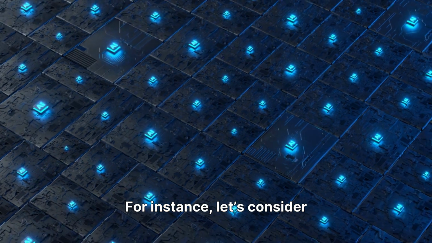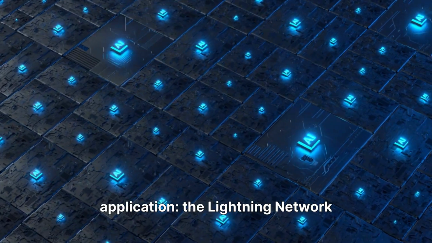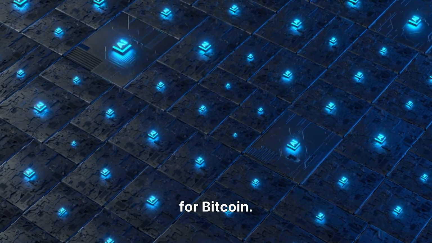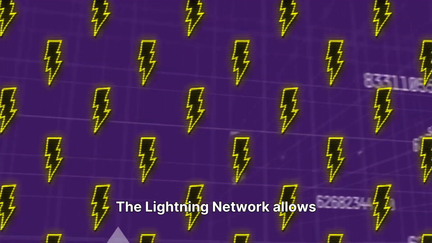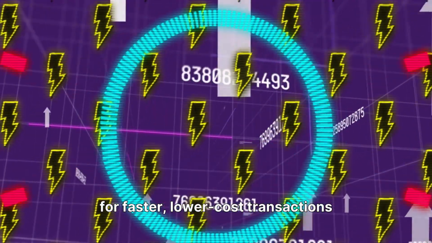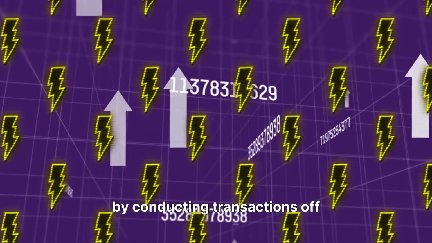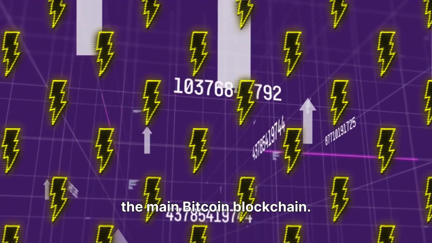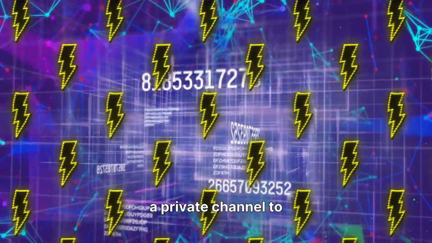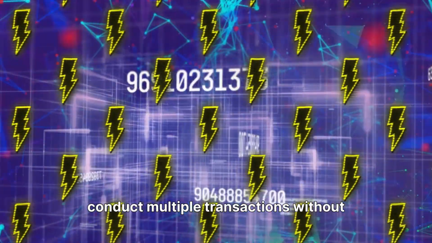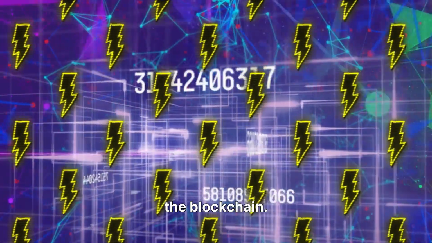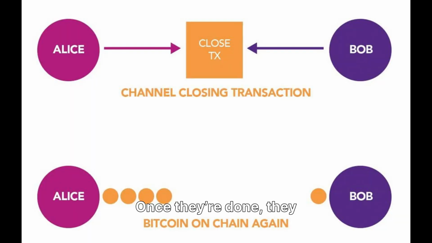For instance, let's consider a popular off-chain data application, the Lightning Network for Bitcoin. The Lightning Network allows for faster, lower-cost transactions by conducting transactions off the main Bitcoin blockchain. Here's how it works. Two parties can create a private channel to conduct multiple transactions without recording each one on the blockchain. Once they're done, they can settle the final balance on-chain.